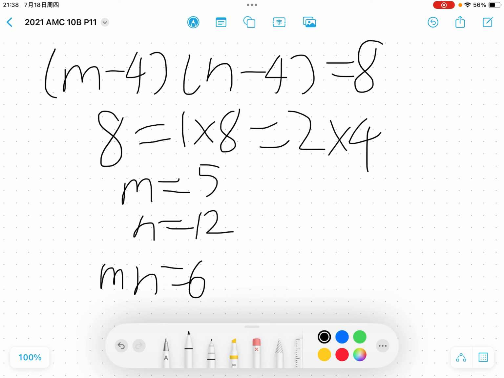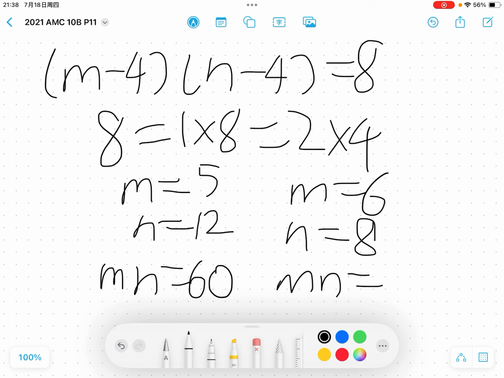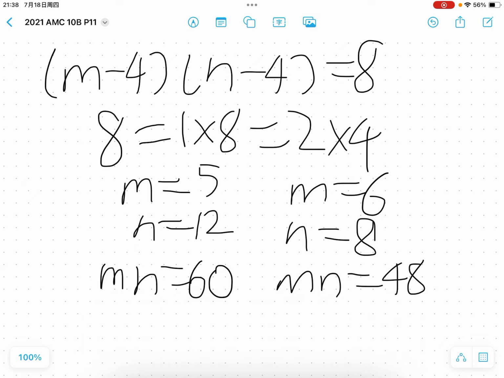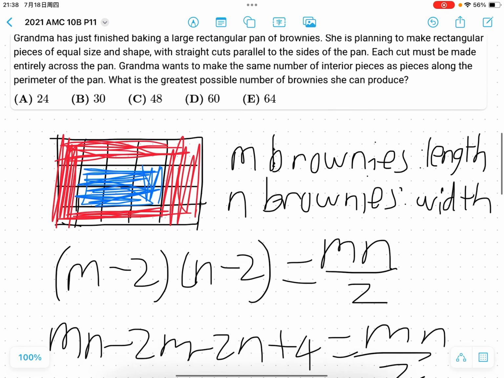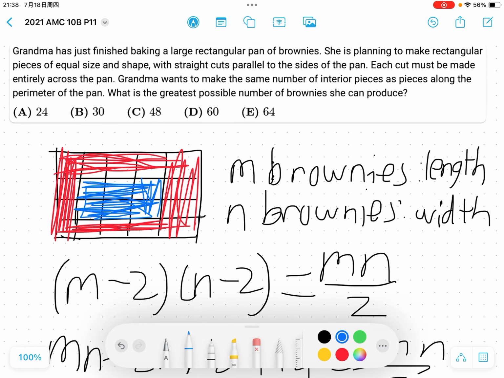So mn is going to be 60. The second case is m equals 2 plus 4, which is 6, and n equals 4 plus 4, which is 8. So that's going to be 6 times 8, which is 48. Obviously 60 is larger than 48, and we'll choose that as our answer. So we move back up to the question, and we just choose D, 60, because that's the largest answer we've got.